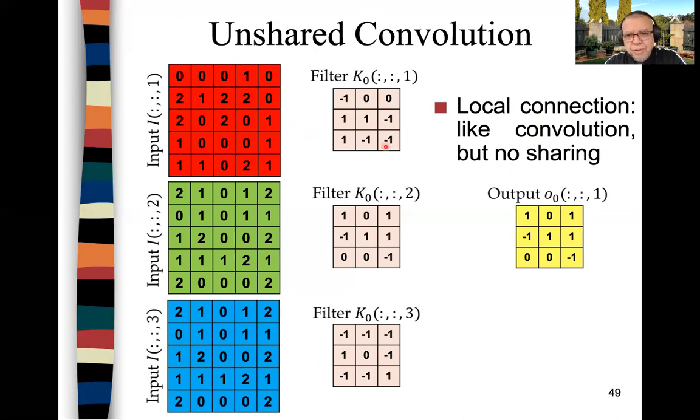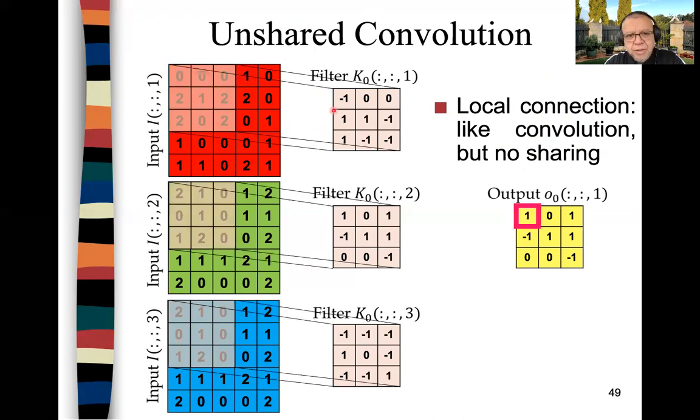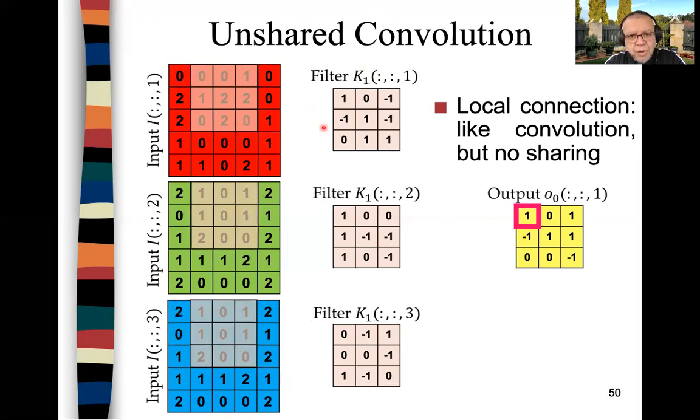Meaning, if you take this region of the image, you're going to convolve it with the first kernel, kernel 0, to get this output. Now, when you do a stride and move your window one step, you're going to convolve it with a different filter. So you don't share.